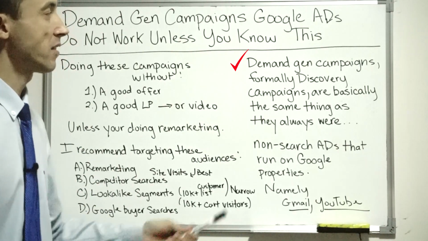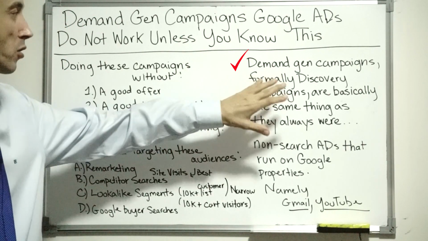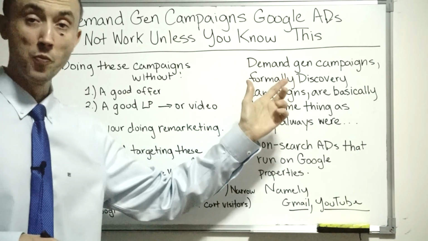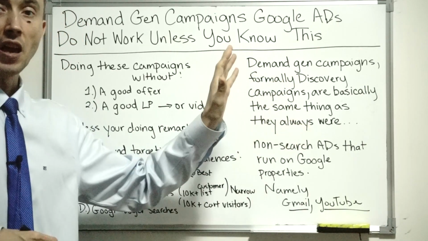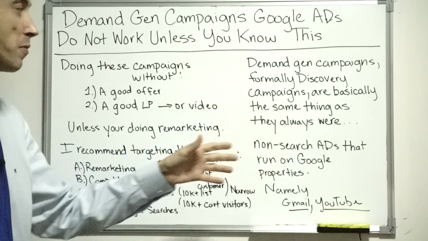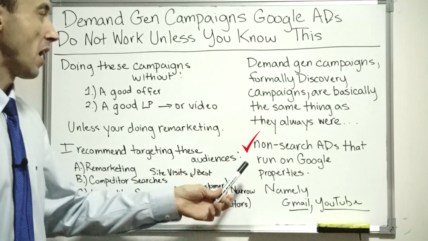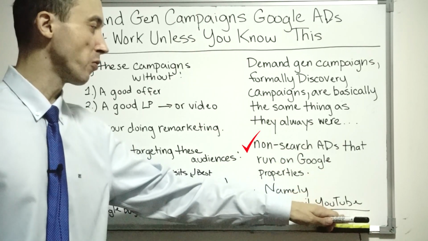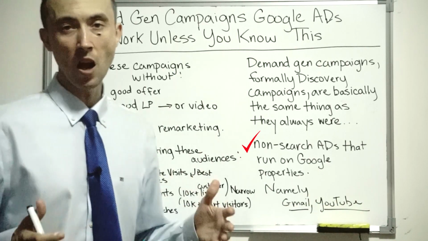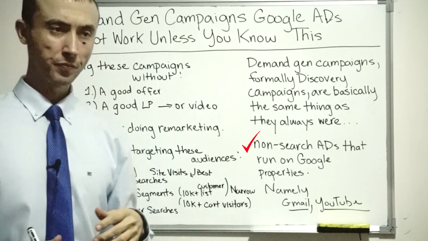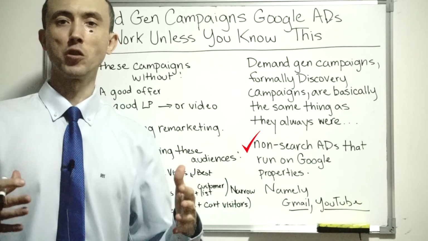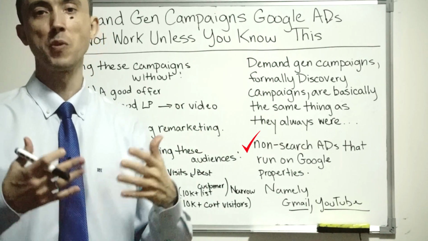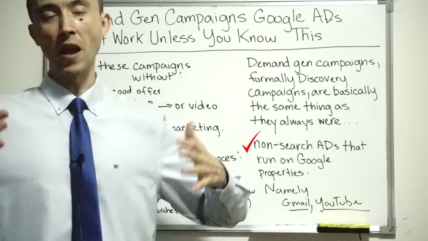So as I mentioned, the demand gen campaigns replace discovery campaigns. They're basically the same thing. The discovery campaigns did work, as do the demand gen campaigns, assuming you know the same key facts here. And they're still running on the same properties, namely, getting your ads running on Gmail and on YouTube. Now, I've talked on other videos about why these campaigns work: it's because they're on Google's properties. So you're buying ads from Google to run on Google, essentially. Even though it's not Google search, it's YouTube, owned by Google, or it's Gmail, run by Google.